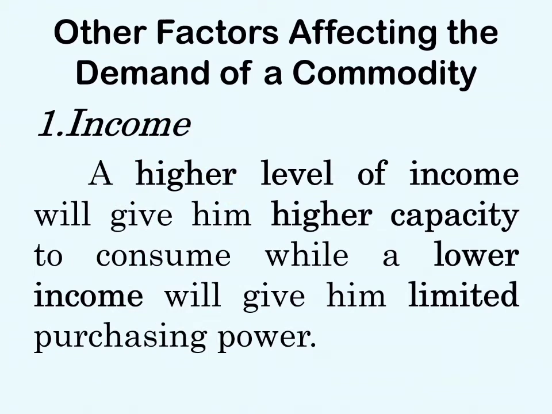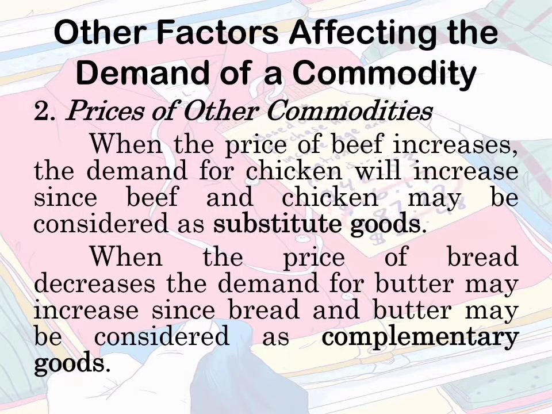Let's discuss the factors affecting the demand of a commodity. First, income. A higher level of income will give a consumer higher capacity to consume, while a lower income will give him limited purchasing power. Second, prices of other commodities. When the price of beef increases, the demand for chicken will increase, since beef and chicken may be considered substitute goods. When the price of bread decreases, the demand for butter may increase, since bread and butter may be considered complementary goods.